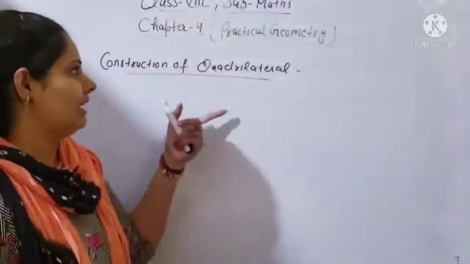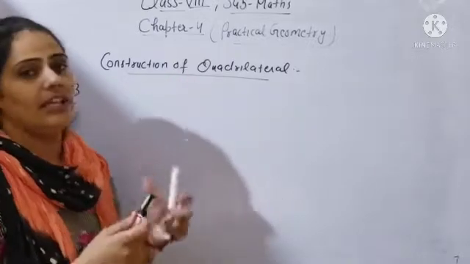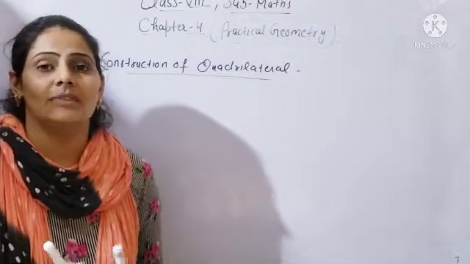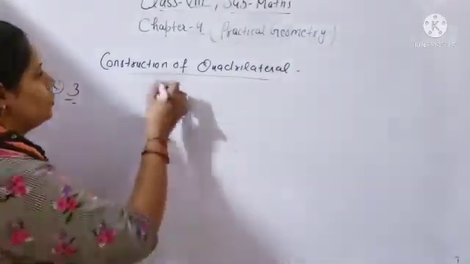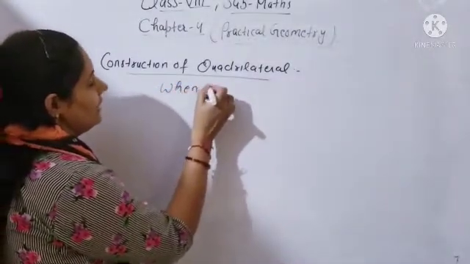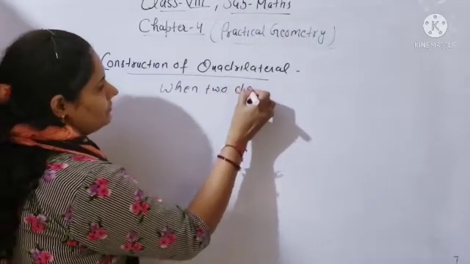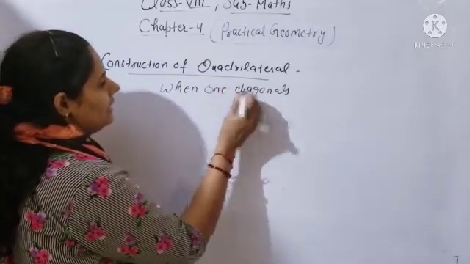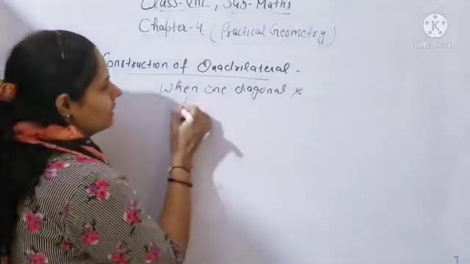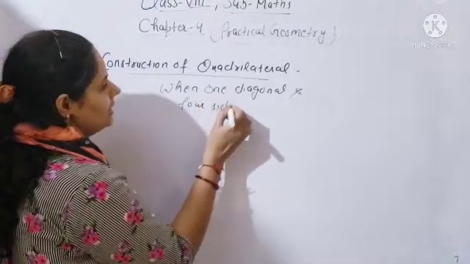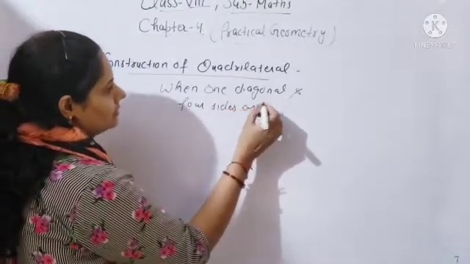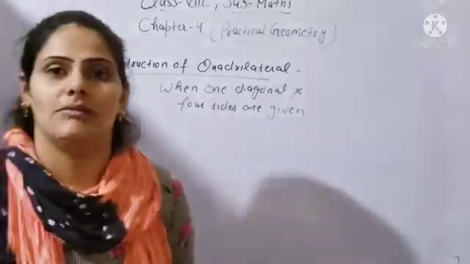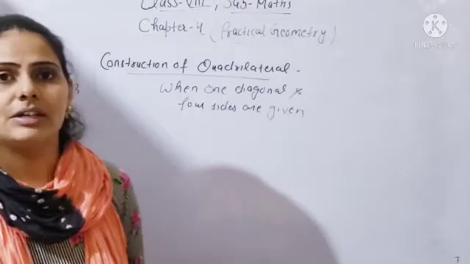Okay, so first what we have done in this chapter, beta, we have done construction of quadrilateral. We were doing construction of quadrilateral, and how we were doing, in the first exercise, when one diagonal and four sides are given. So how will you construct the quadrilateral when one diagonal and all the four sides are given? I have told you what you will do, beta.